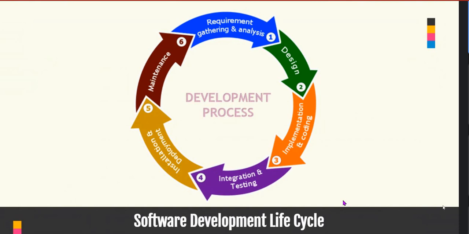Next is implementation and coding. In this phase, the development team divides the project into several software modules and then code them to make one single product. Next would be integration and testing. So in this, the software modules will be integrated as one product, and it will be tested as one single product. So in this phase, we perform different testing types like performance testing, functional testing, unit testing, acceptance testing, etc.